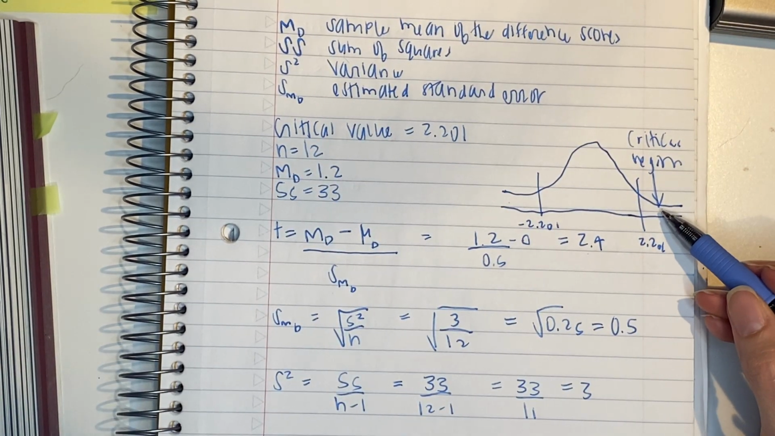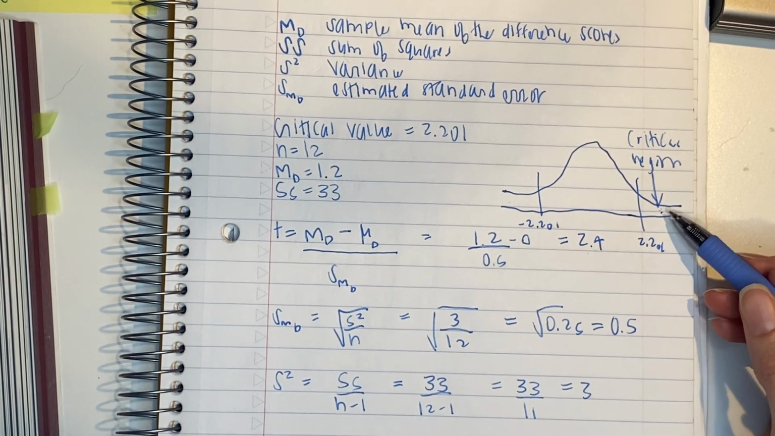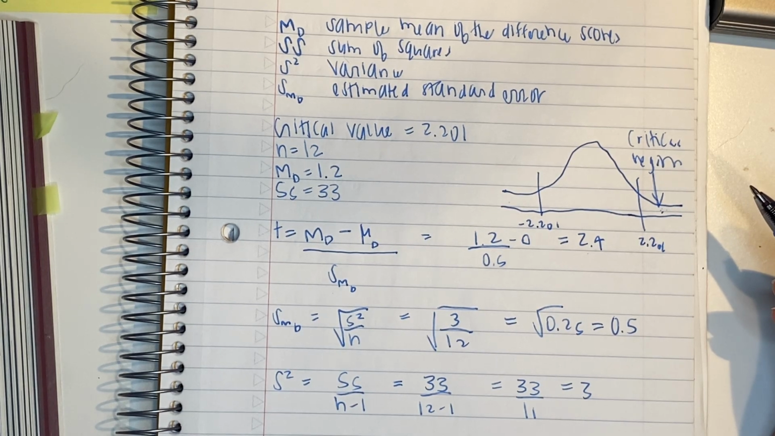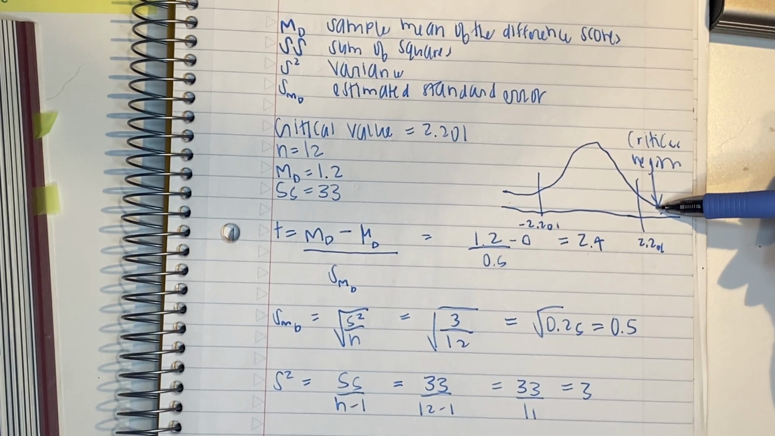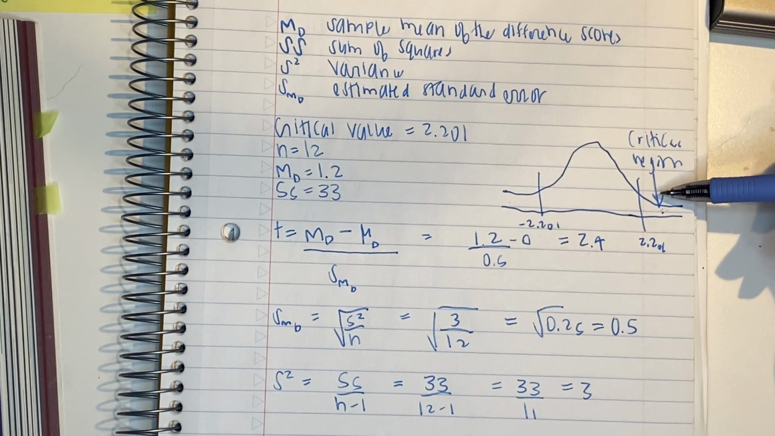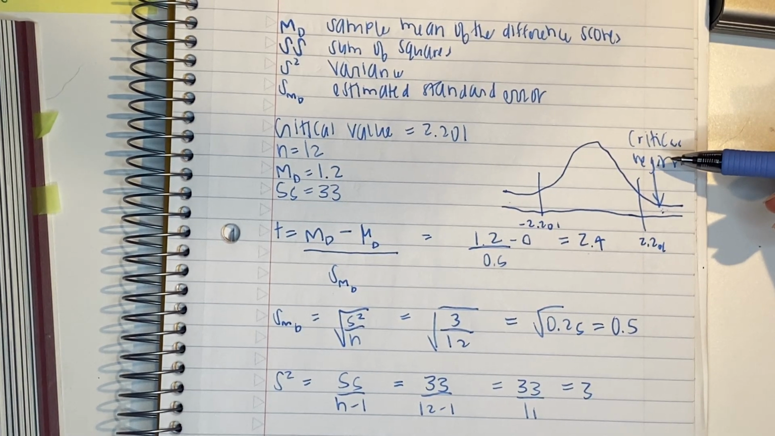Okay, so this means you reject the null hypothesis that there is no difference. The question asked, does the presence of a visible tattoo have a significant effect on the attractiveness ratings? Well, since it's in the critical region, yes, it does have a significant effect on the attractiveness ratings because we are rejecting the null hypothesis, which is that there is no difference. So hopefully that will help you.